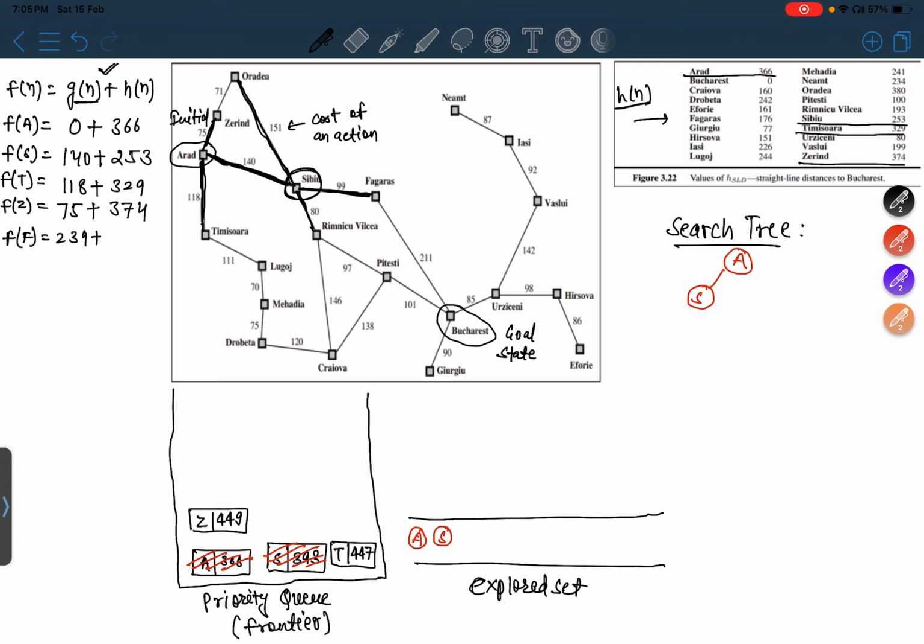प्लस h of f क्या है? h of f is 176. ओके, तो 239 plus 176 is equal to 415. So f will be added with cost 415.